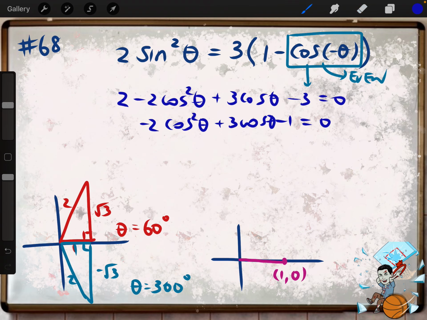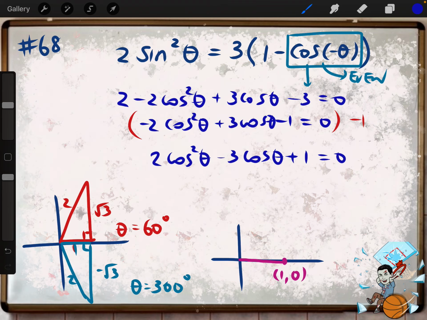So what I'm going to do is multiply the whole entire equation by -1. You don't always have to do this. I just want to make my leading coefficient positive: 2 cosine squared theta minus 3 cosine theta, and then plus 1.